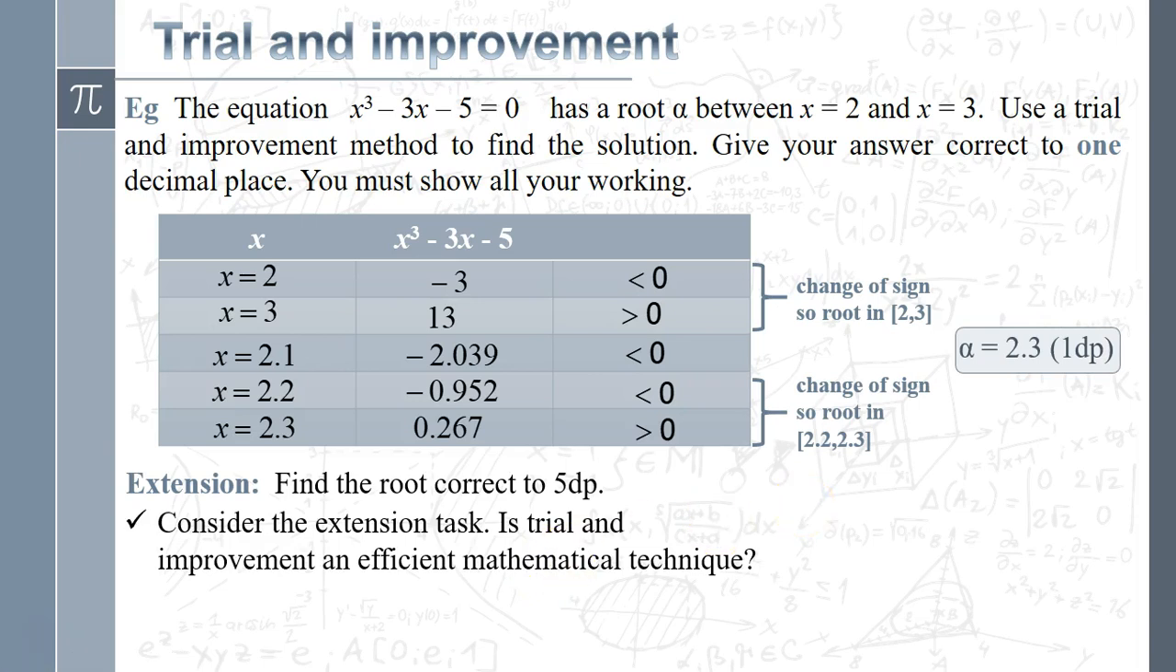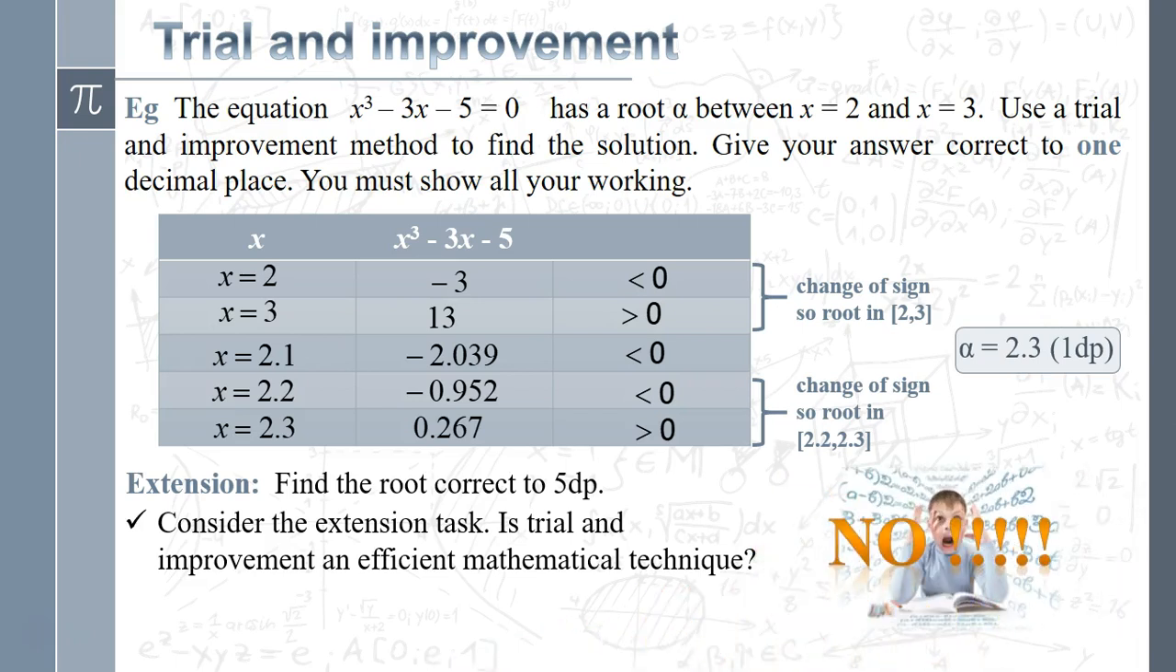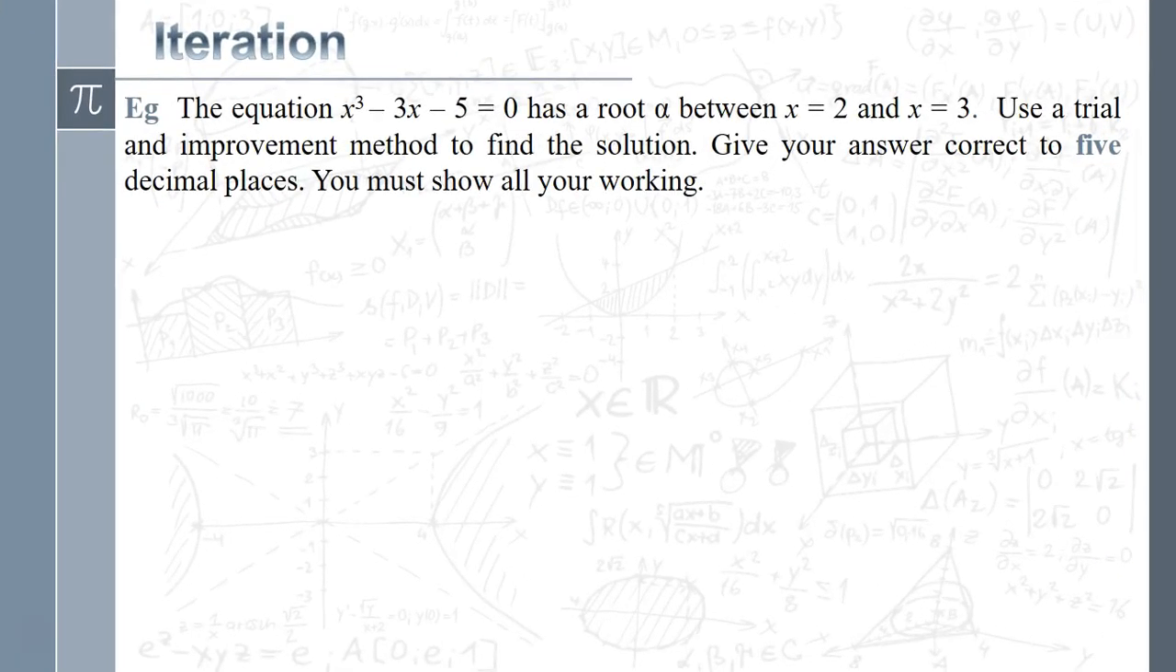So is trial and improvement a particularly efficient mathematical technique? Clearly the answer to that is absolutely no, it's not. We need something that's much better than just plugging in some numbers and seeing what happens. Unfortunately, that's what we're going to get to. We're going to get something that's much more efficient, and that's what iteration is.